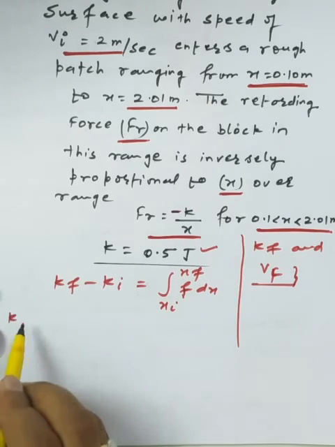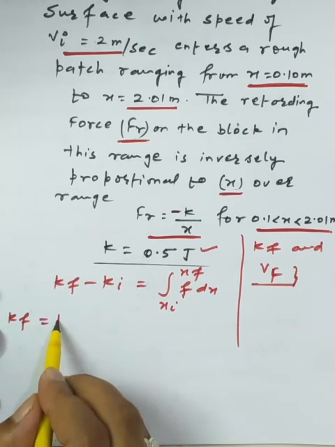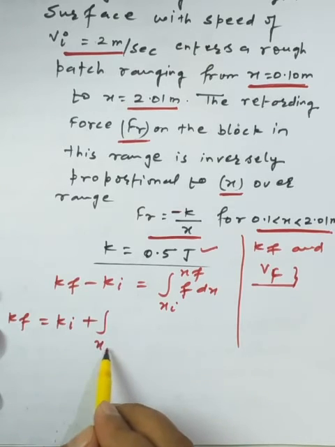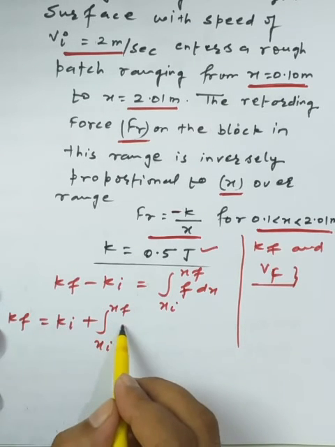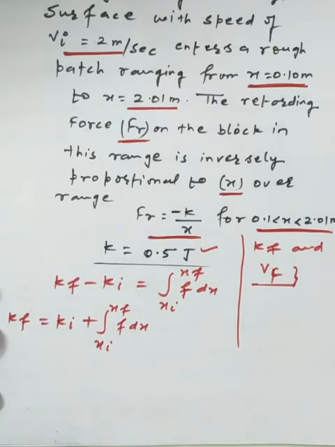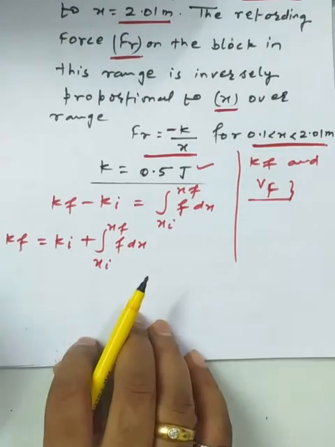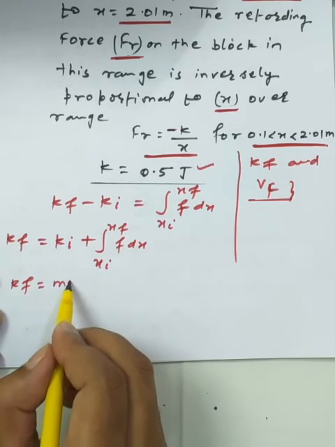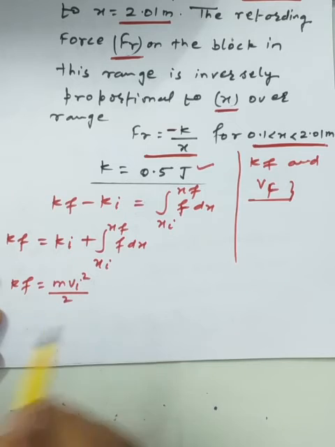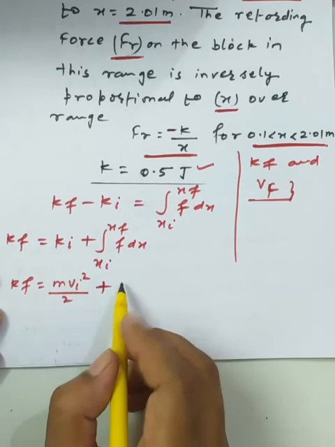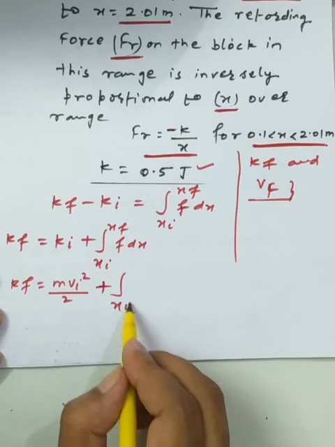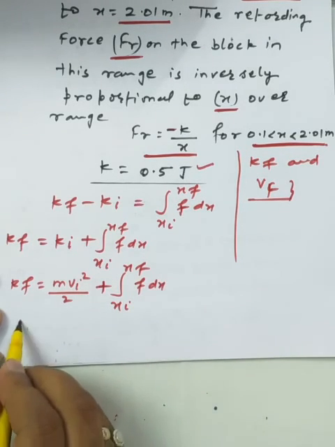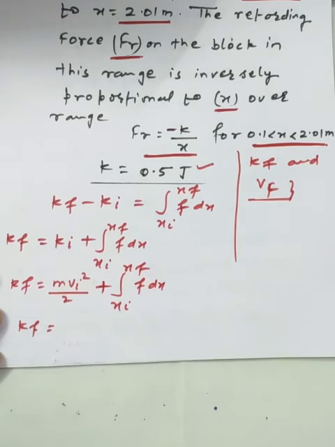Now K final can be stated as equal to K initial, transferring the term, plus the integral from x initial to x final of F dx. Further, I am making a little change: K initial can be converted to m v initial squared by 2. This is the first change I have made here. Then the integral from x initial to x final of F dx. Now we put all the values in and get the K final.